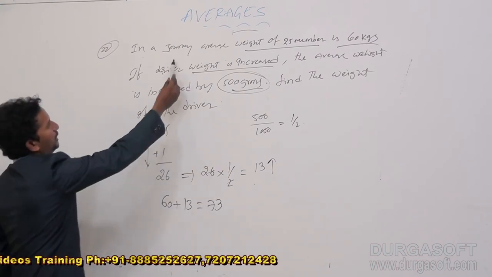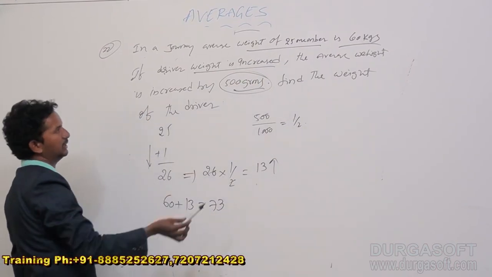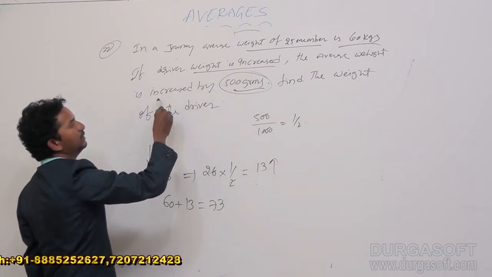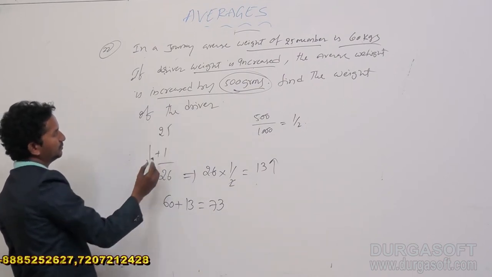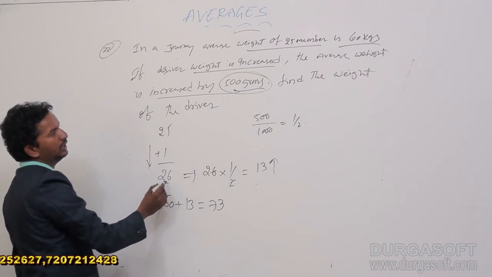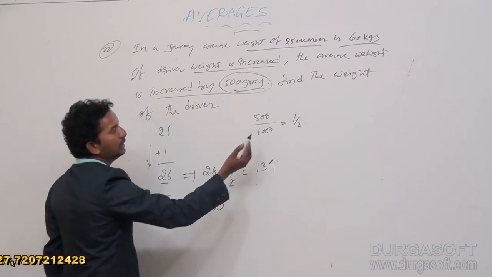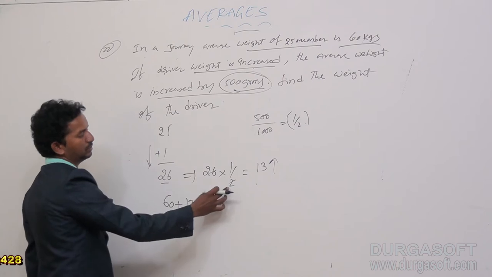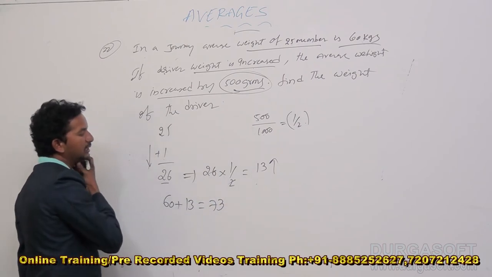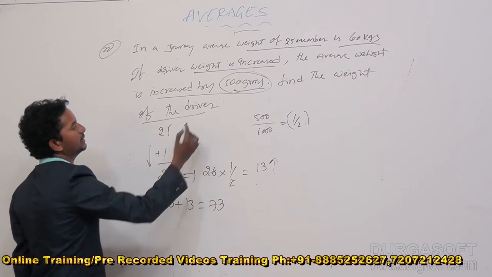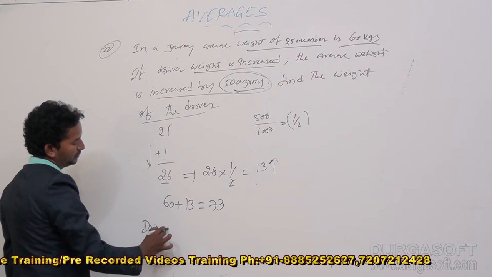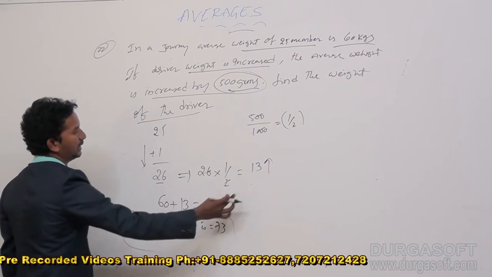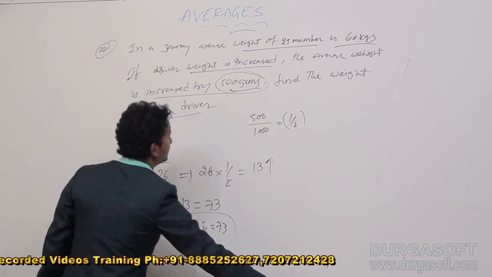One more, in a journey, the average weight of 25 members is 60 kgs. If the driver joins, the average weight increases by 500 grams. Now there are 26 members. 500 grams is 500 by 1000, which is half, so 26 into half is 13. To find the weight of the driver, it is 60 plus 13, so the driver's weight is 73.